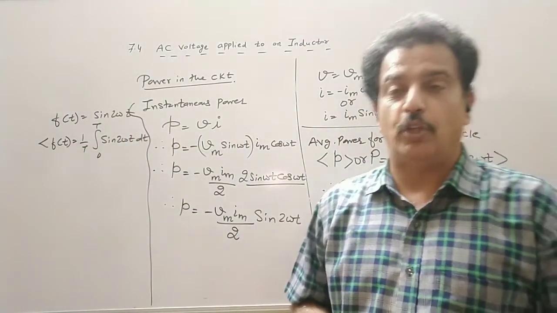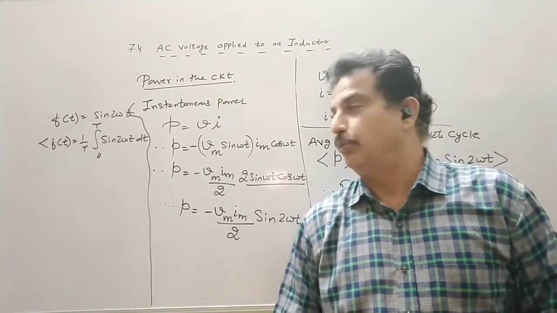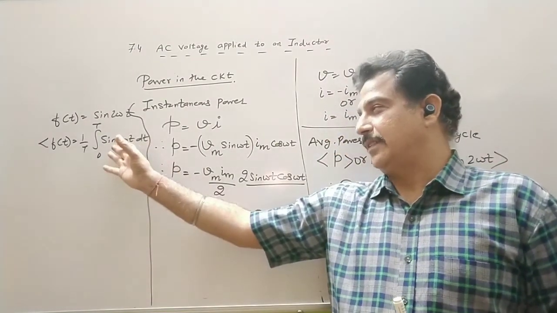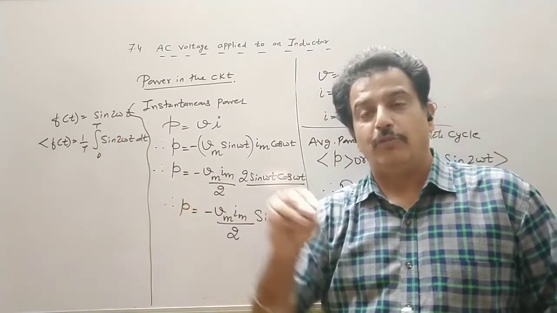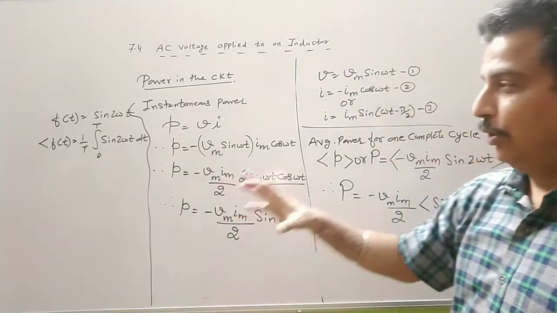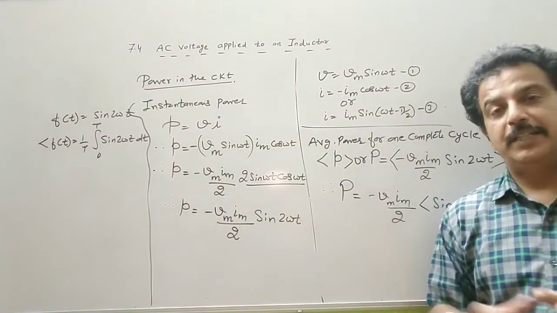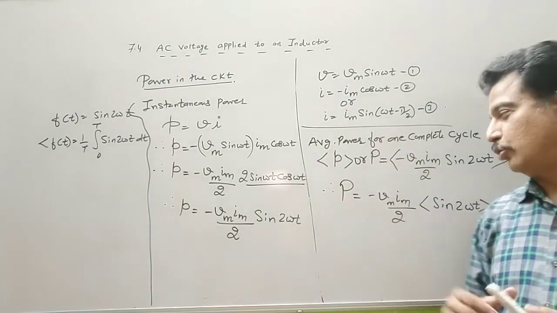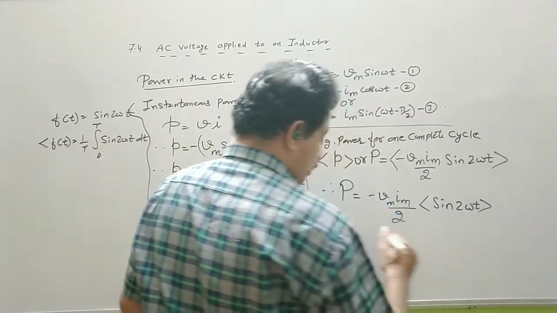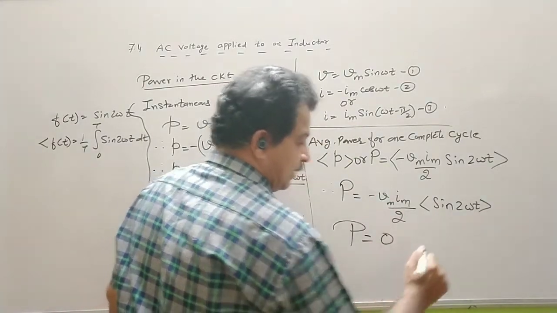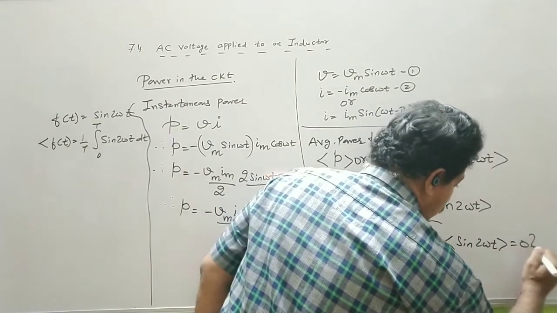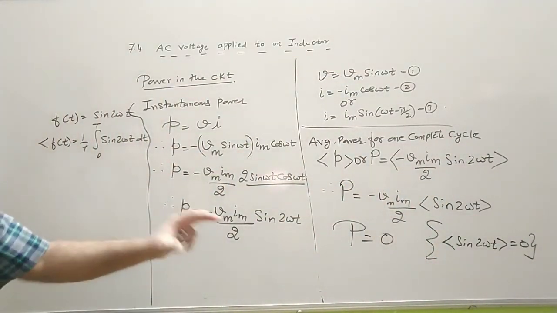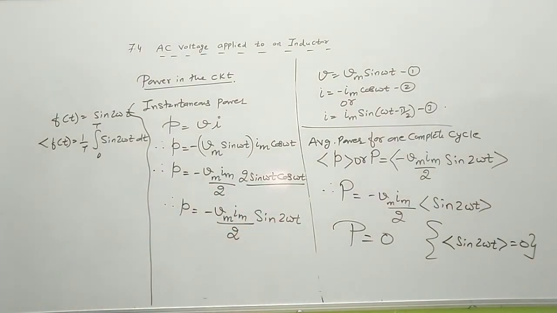So you do this calculation, we are directly writing the average value. If you have a sine or cosine function, the average comes out to be 0. Otherwise you do this integration for one complete cycle, put a limit 0 to T, and you will find the answer to be 0. That we did in IRMS and VRMS value. So for sine or cosine, the average always comes out to be 0. So here directly we write power is equal to 0 because the average of sine 2 omega t is equal to 0. It means the power supplied to an inductor is 0.